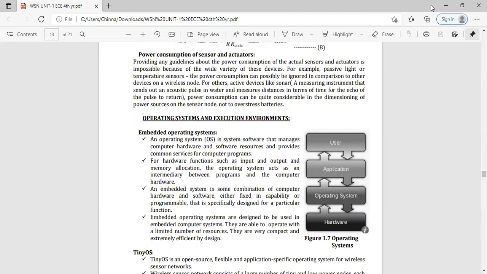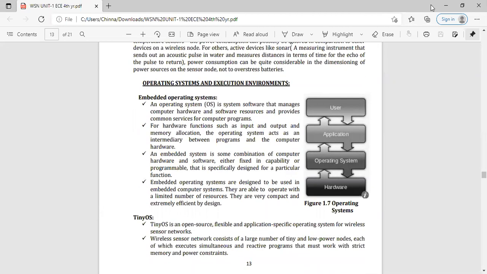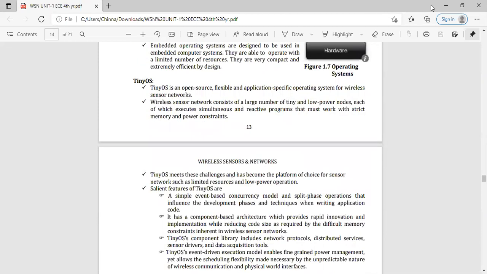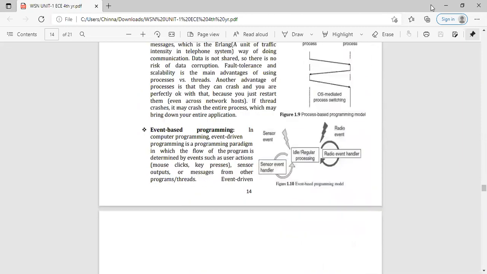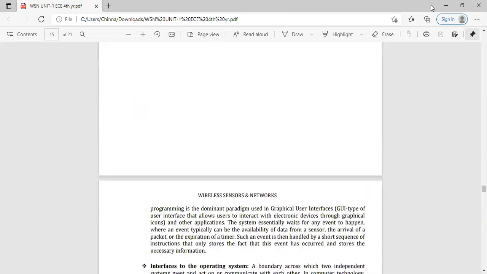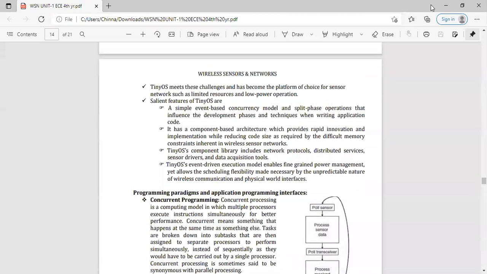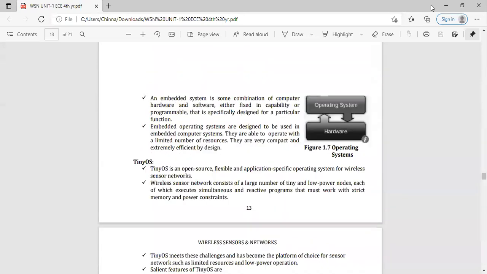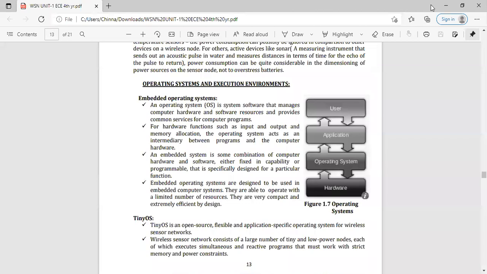Okay, so coming to the operating system and execution environment. We already discussed that the operating system is a real-time operating system that will be supported by the hardware and functioned by the medium access controls. If we want to run the programs, we will need some operating system. We are using an embedded operating system. Here, see: user, application, operating system, hardware. From the hardware: operating system, application, user. This is the operating system of the sensor network.